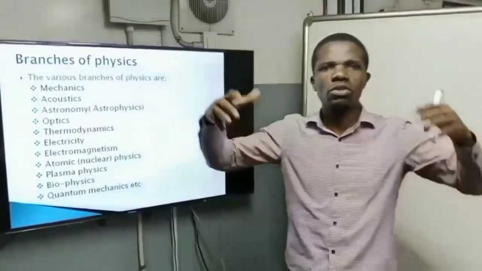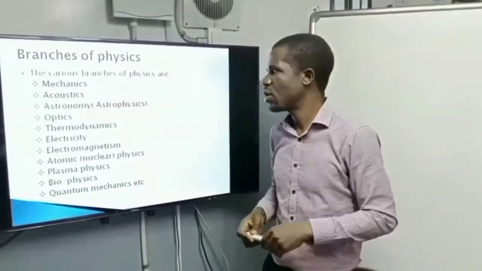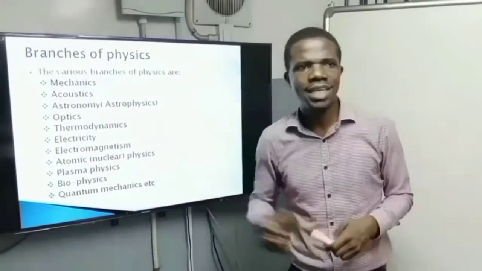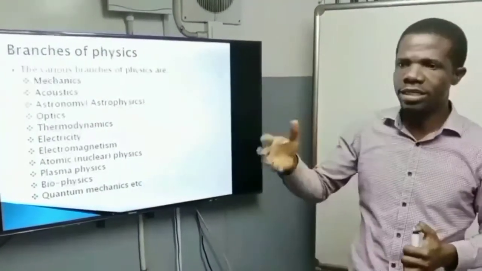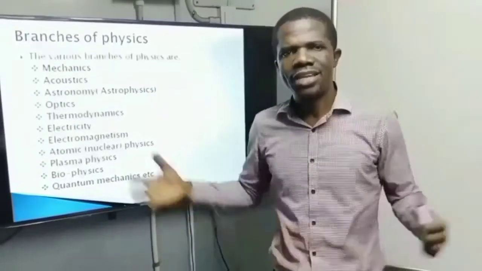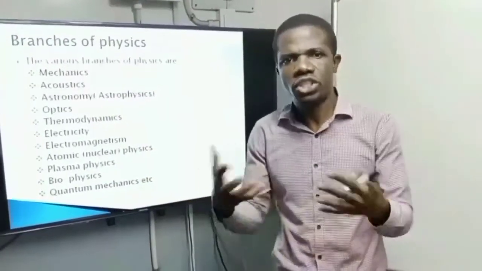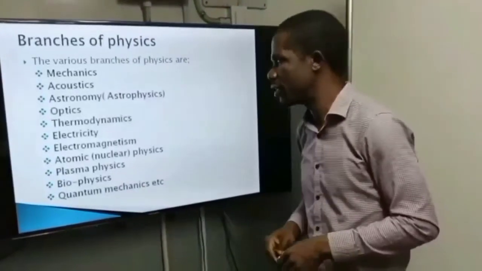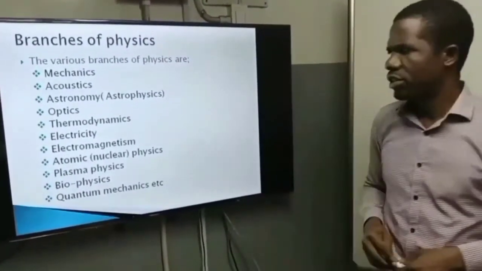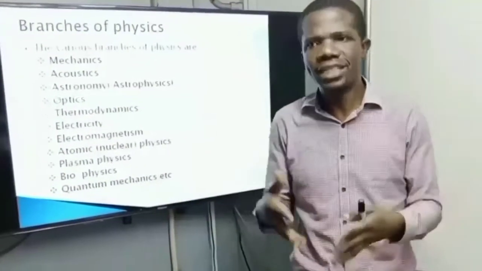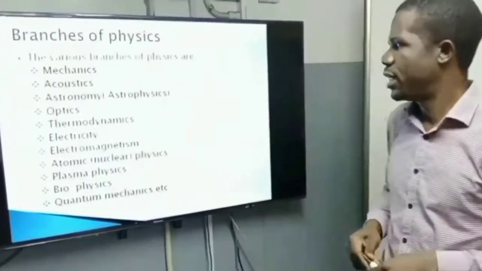Astronomy has to do with the study of objects in outer space. Optics is the study of light and energy related to it. Thermodynamics is the study of heat and energy and the interrelationship between them. Electricity is the study of electric charges and the energy that is derivable from these electric charges. Electromagnetism is the study of electricity and magnetism and the interrelationship between them.